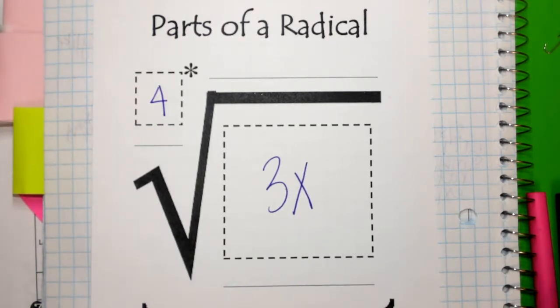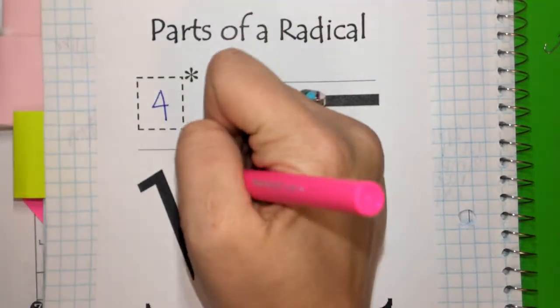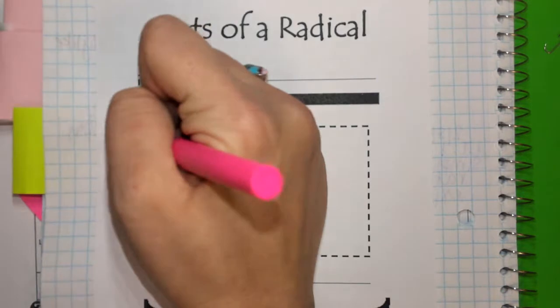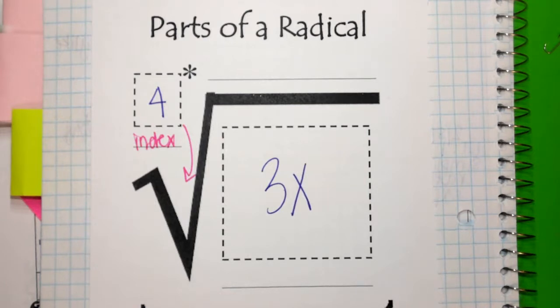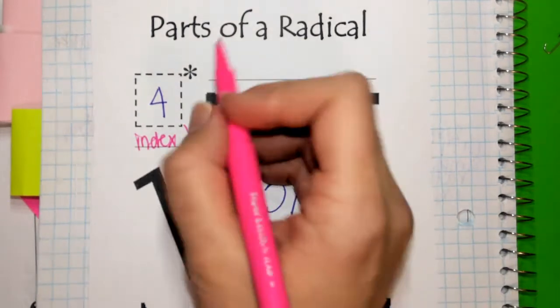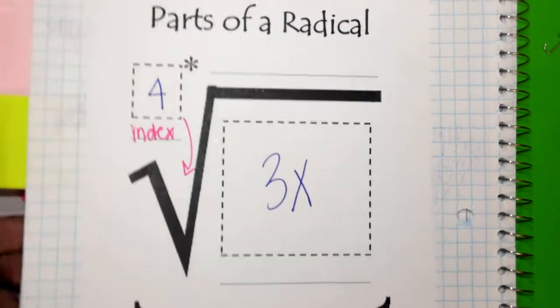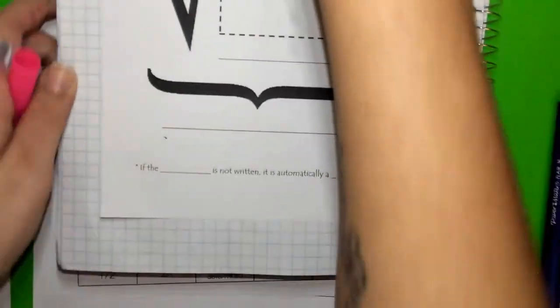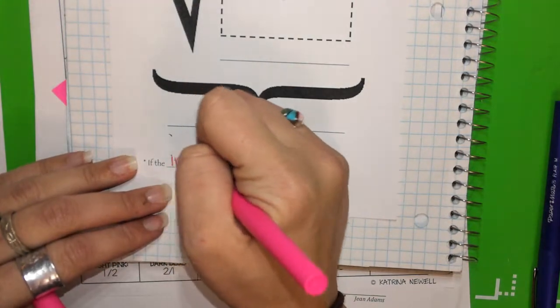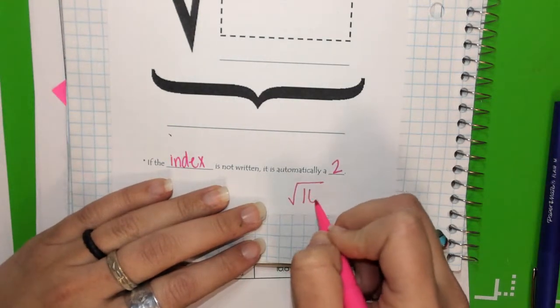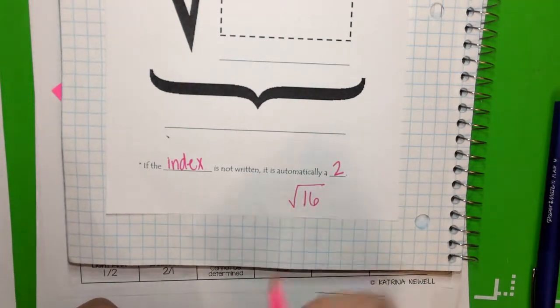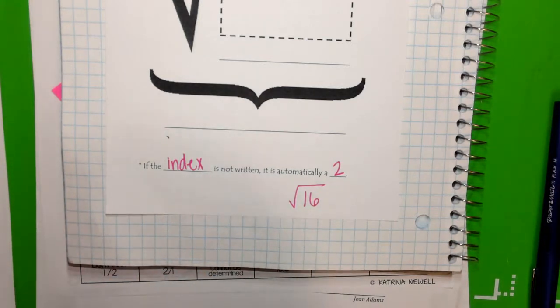Are we ready? Alright, so the 4 has a special name, and the 4 is the number that we write here in the mullet. This is called your index. Index, like your index finger? Yes. Good word association. Now, do you see how it has a star right here? Do you see how it also has a star at the bottom? So that says that if the index is not written, it is automatically a 2. That's why when it looks like this, we say the square root of 16, because it is automatically a 2. What is the square root of 16? 4. Take a point.